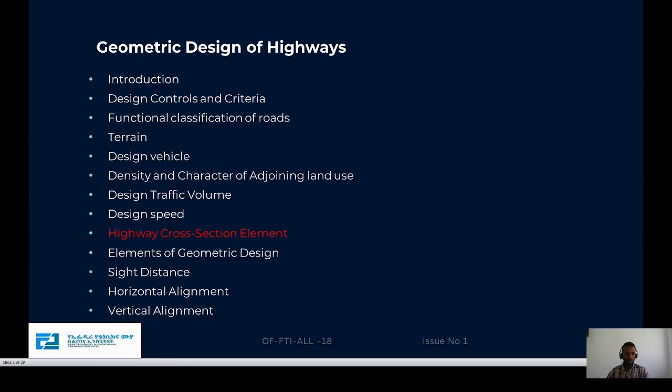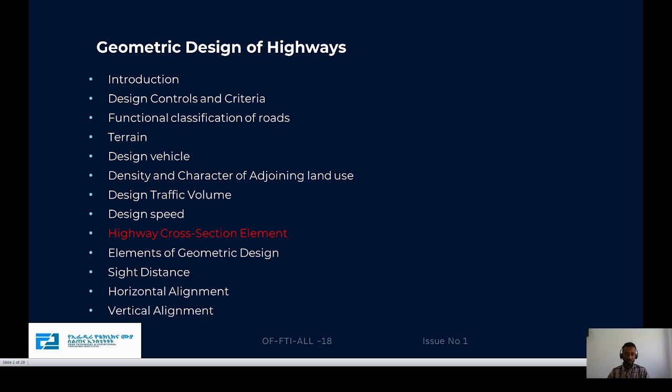Last time we dealt with the introduction to the geometric design of the highway, and that geometric design deals with the horizontal alignment, vertical alignment, as well as the cross section, and also the design criteria and controls. There are different criteria and controls for the geometric design.